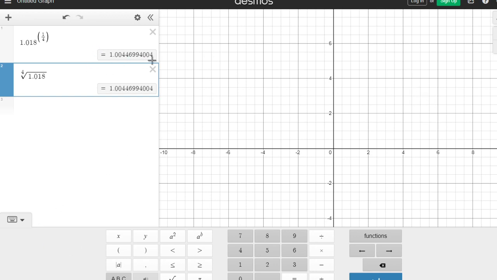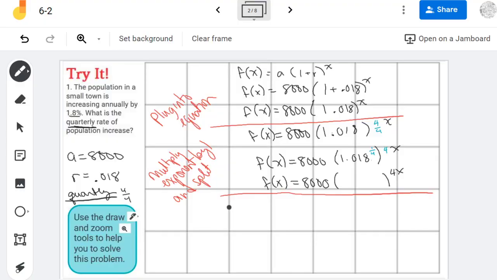Here's my big ugly number that I'm snipping using the snipping tool, because by now you should know I have no memory whatsoever. So there's that. Ignore the equal sign, pretend that equal sign's not in there.